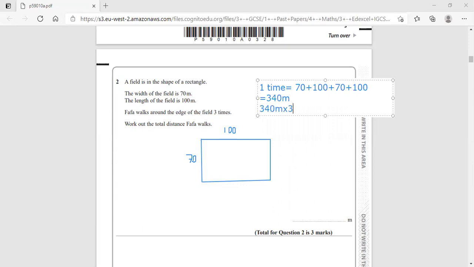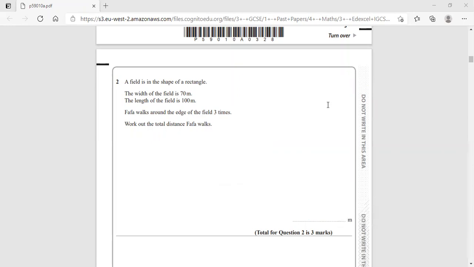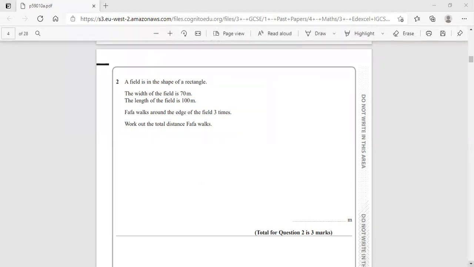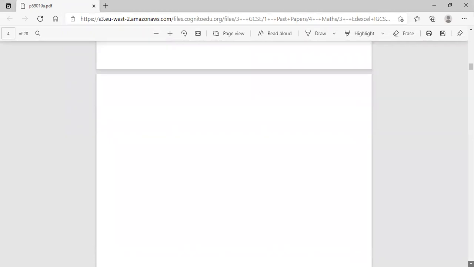Okay, and then the next step is to times that by 3, because Fafa is walking around it 3 times. So you can do this in your head if you want. 300 times 3, well, that is 900, plus 40 times 3, well, that's 120, so you're going to get 1,020 meters. So Fafa walked 1,020 meters overall. And do not forget to write, oh wait, they give you the units there, so that's all good. Just remember, if they don't write the units down there, you need to write them down, otherwise you might lose a mark.